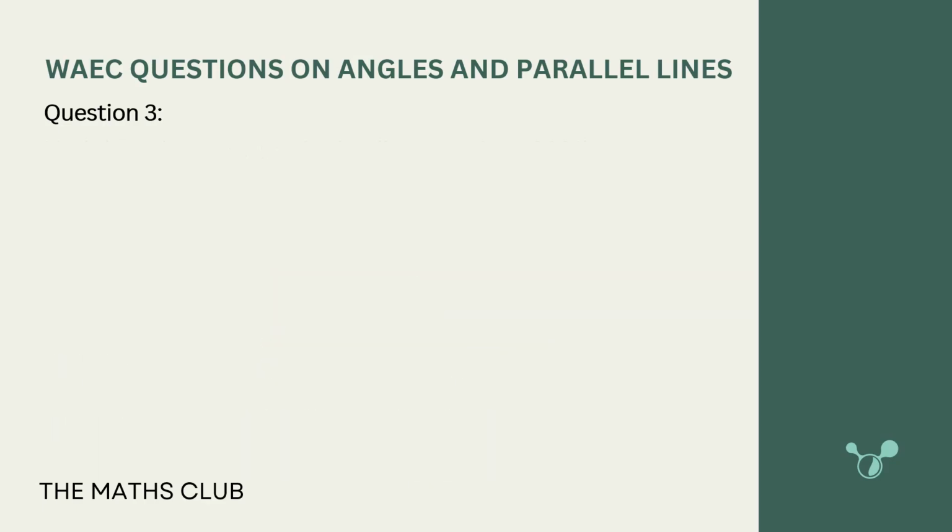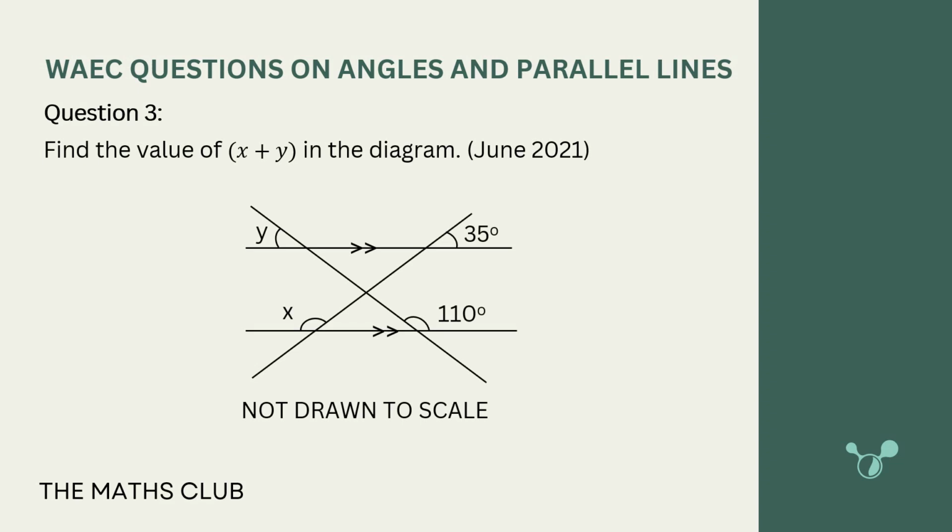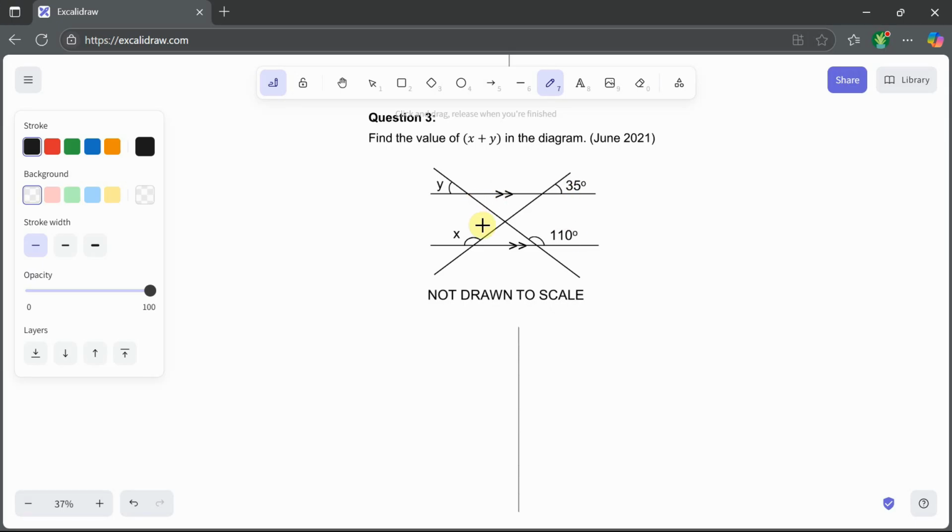Great. Question 3 states that find the value of x plus y in the diagram. This is from June 2021. So this is the diagram. I want you to pause the video and try this out yourself. If I were to solve this, I want to find the value of y and x. So let me start from what I know. I know this guy is 35 degrees, and this guy is 110 degrees.